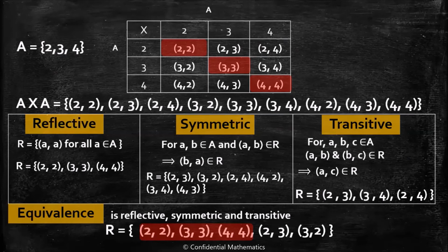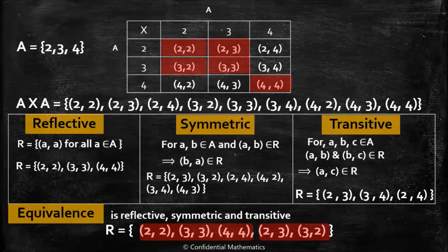Now to check whether it is symmetric or not, symmetric means A comma B gives B comma A. Suppose 2 comma 3 gives 3 comma 2. If we interchange the components of the ordered pair, it holds in the relation. 2 comma 3, if we interchange the components, 3 comma 2 is also in this relation, so it is symmetric also.